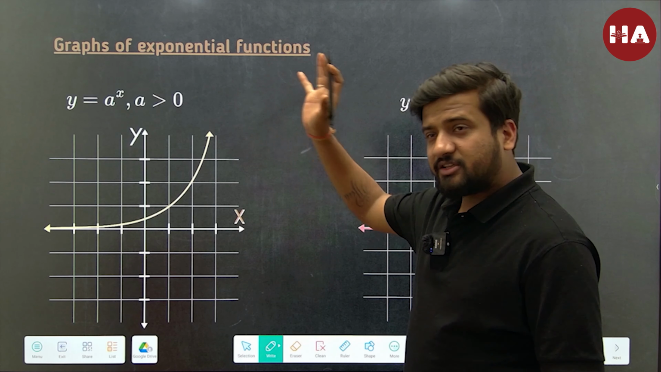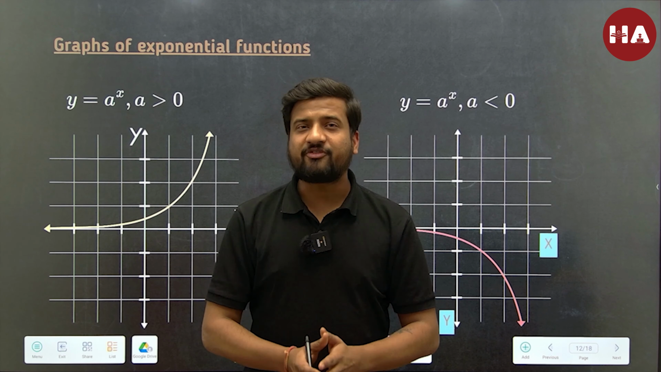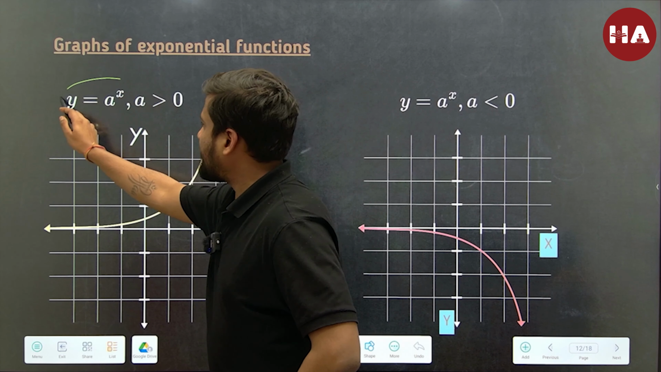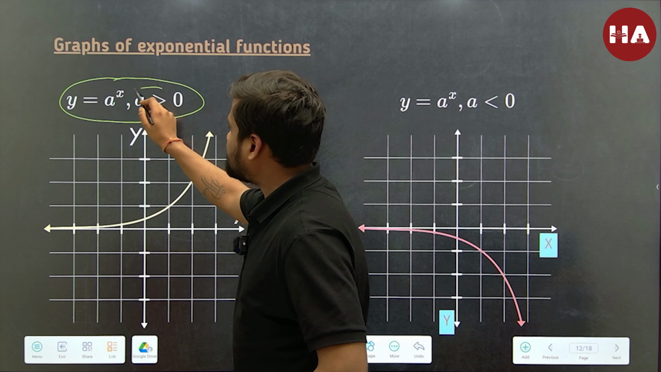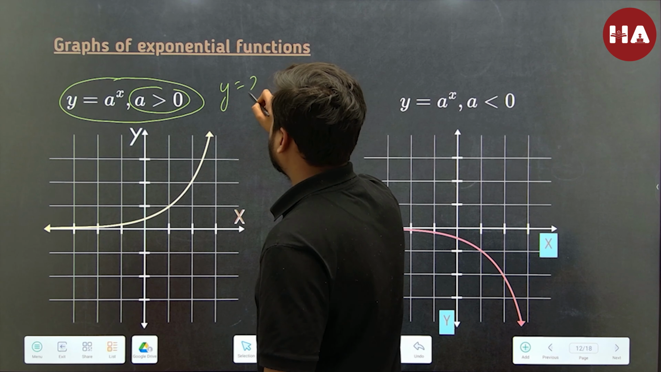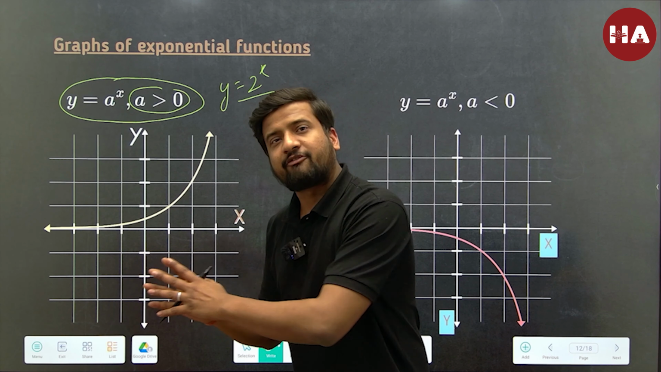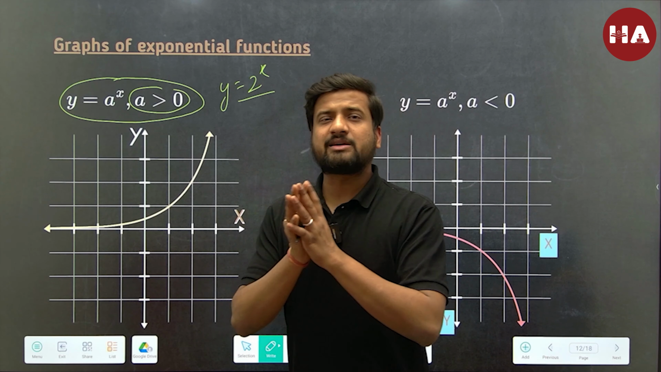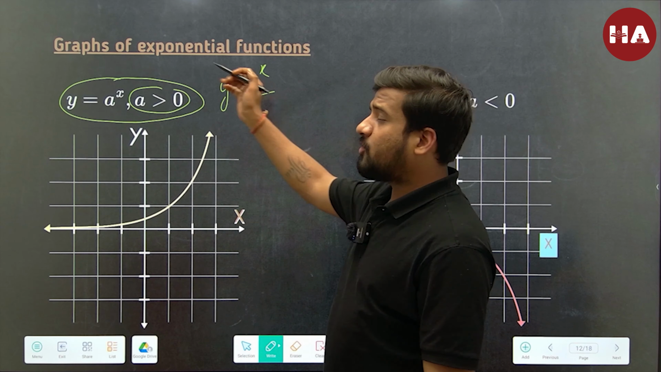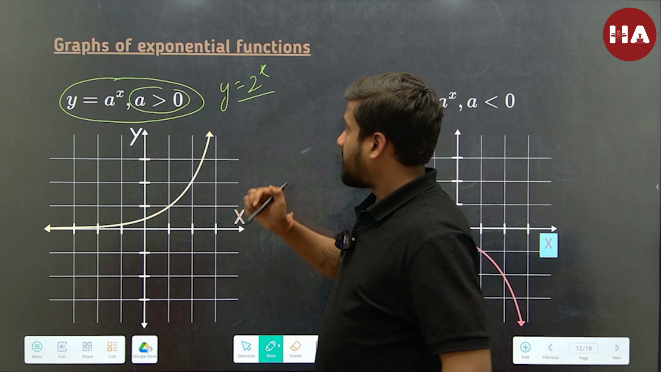I have taken two conditions here. You can see on my right and on my left, two different graphs, two different conditions. The first graph on my right is the graph of y equals a to the power x when a is greater than 0. So basically take it like this: y equals 2 to the power x. Although not an exact graph, just as an example, I have given you this graph.